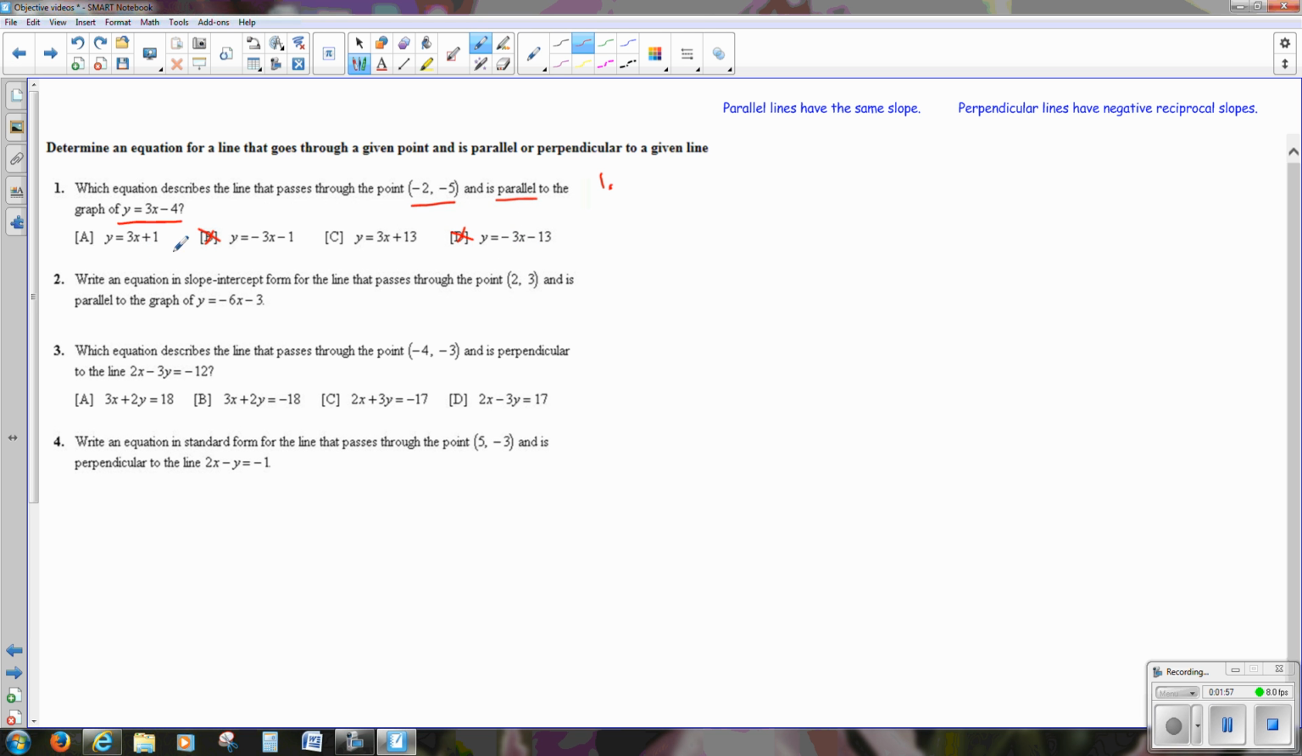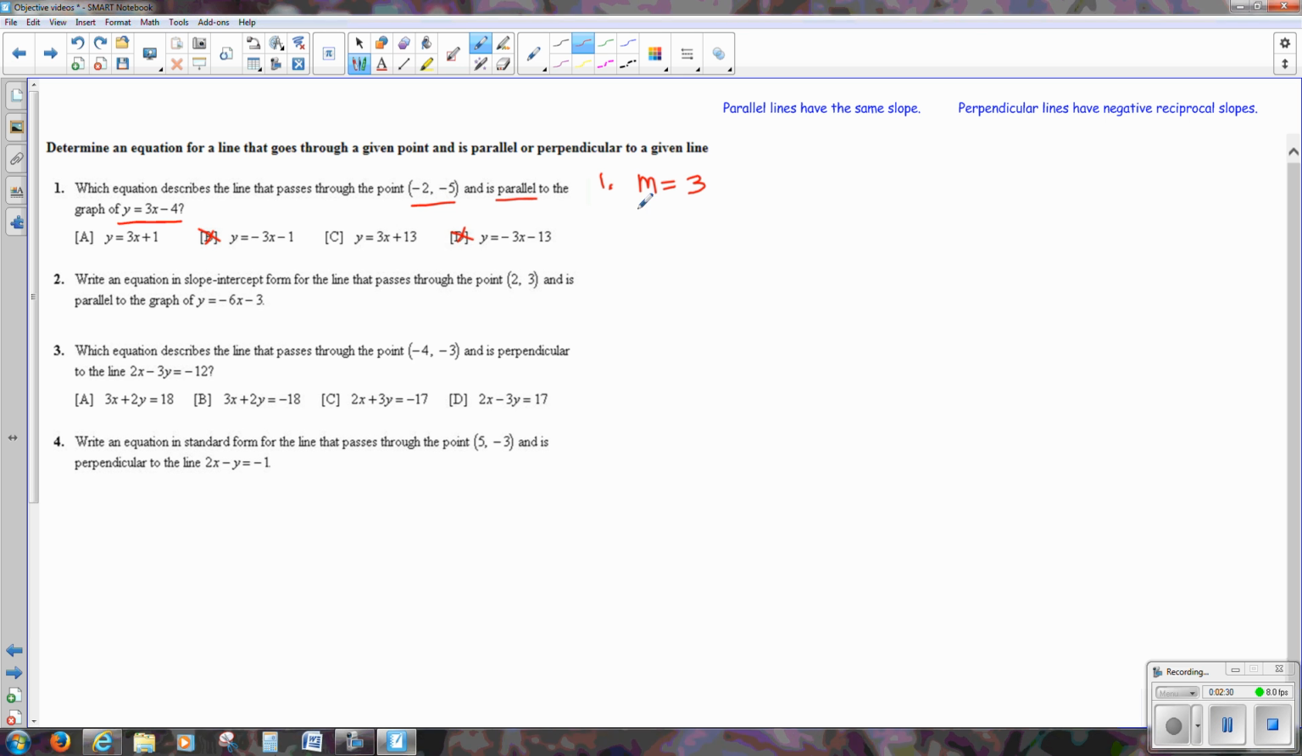Now, there is no simple way to just tell what the intercept is. Notice this is the y-intercept. This line had a y-intercept of -4. This answer has a y-intercept of +1. This one has a y-intercept of +13. There is no way for you to quickly tell without doing a little bit of work. We've already discussed that they have to have the same slope, so I know that my m value for my line is going to be 3.